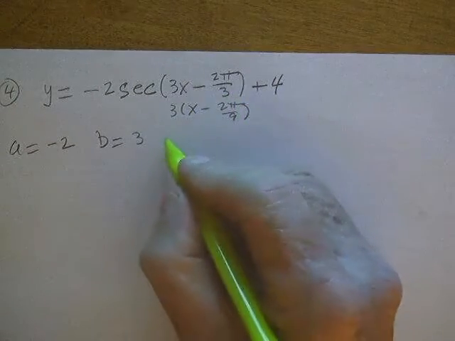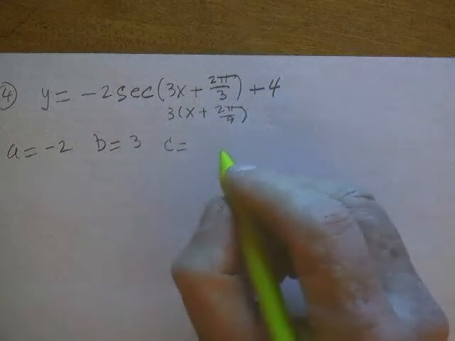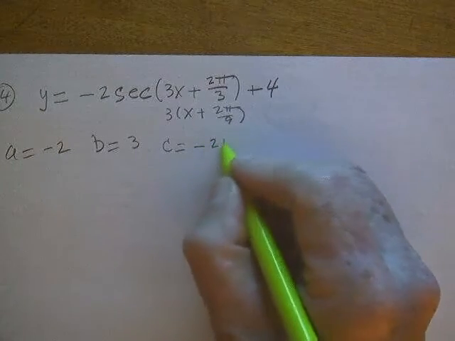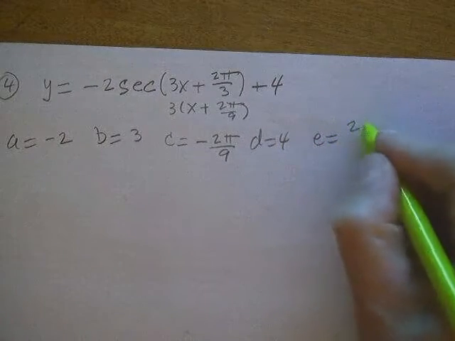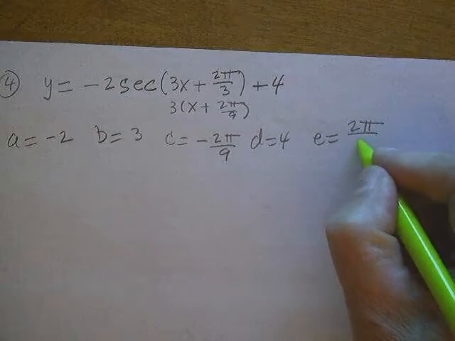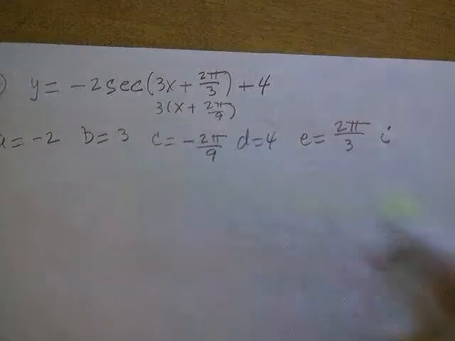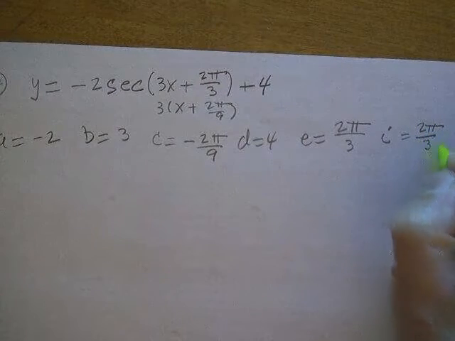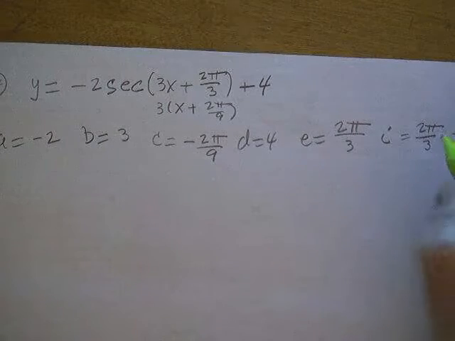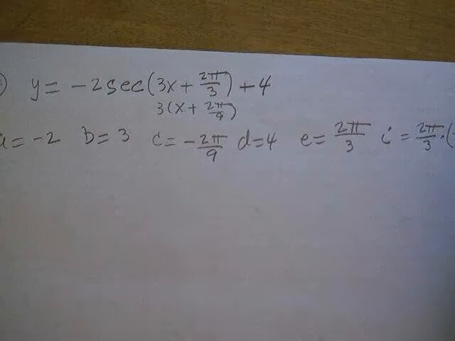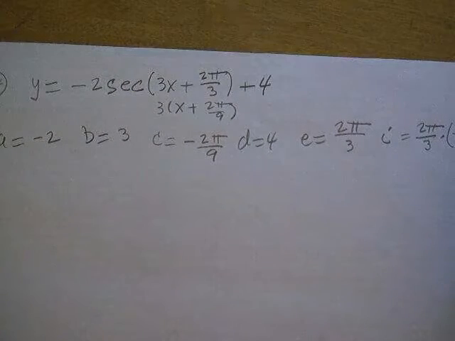Multiply the bottom by 3. So C is, let's make those positive just to be different. So C is going to be negative 2 pi over 9. D is 4. E is, as soon as you have radians, it's 2 pi divided by 3. 2 pi over B right here is E. E is 2 pi over 3 times 4th, which is going to be 2 pi over 12. I may want to change that to pi over 6. We'll see. I think I do.